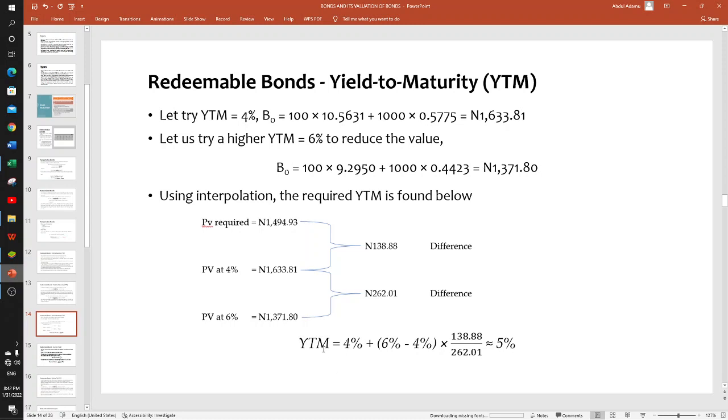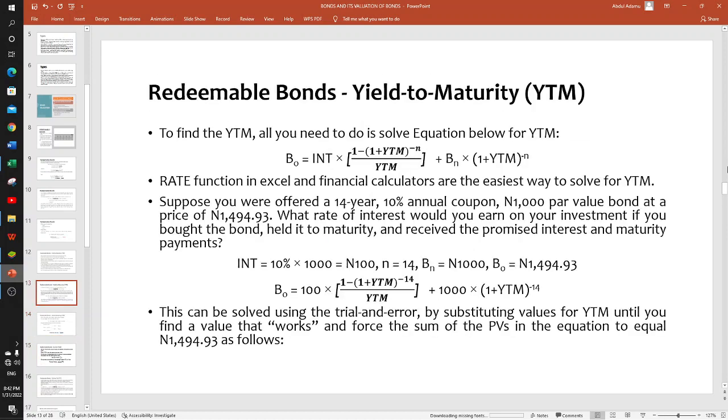So to interpolate our YTM, we start from the lowest rate, which is 4%, plus the difference between these two rates, since the rate we are looking for is between them. So that is 6 minus 4, that is 2%. Then we multiply by this, the one on top divided by the one below. When we multiply this by 2% and add it, we have approximately 5%. So let's go to our Excel and see how we can use it. First, let's use our calculator.